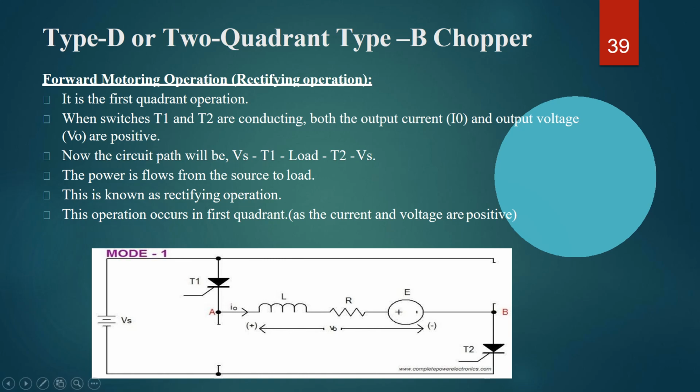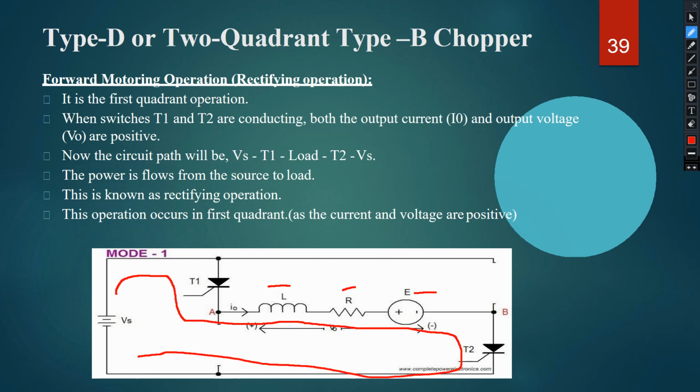So this is the example realistically. In the circuit we are just replacing this by a motor, but this is the back EMF E, this is the armature resistance R, and this is the armature inductance L. So that means when T1 and T2 are on, the power will flow through the DC motor like this.